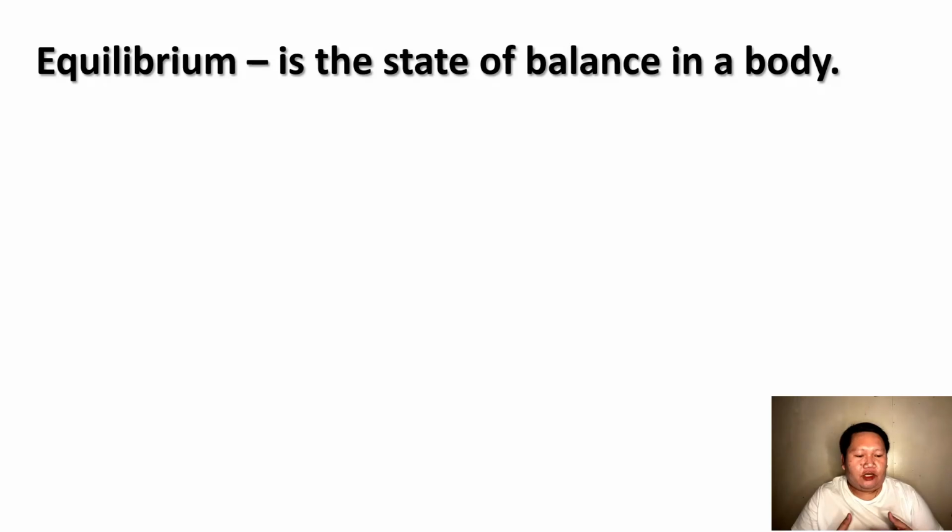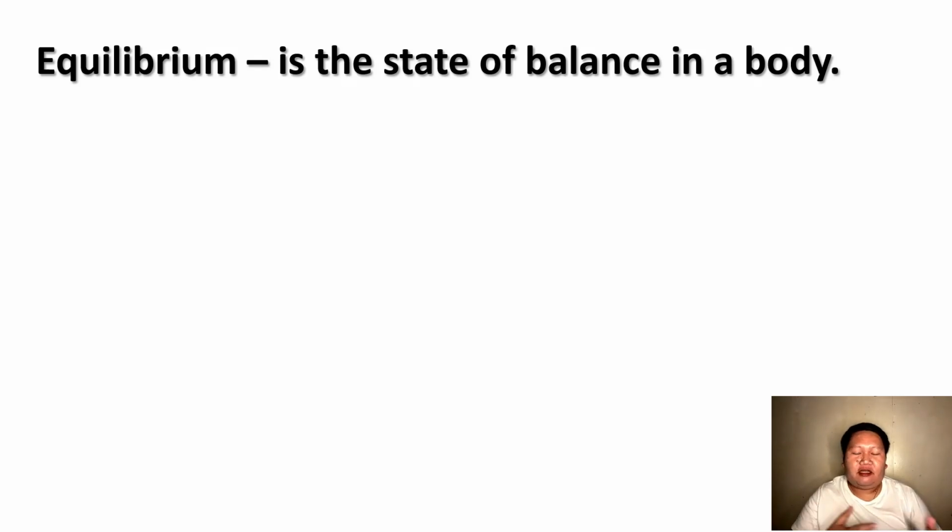With our topic, which is equilibrium of rigid bodies. So this one is actually a continuation of force systems and resultants. For equilibrium of a rigid body, instead of getting the resultant, we are now going to understand what equilibrium is. Equilibrium is the state of a body which is in balance.